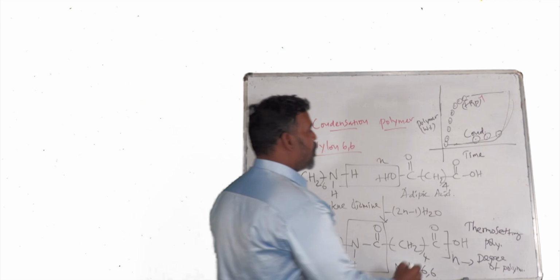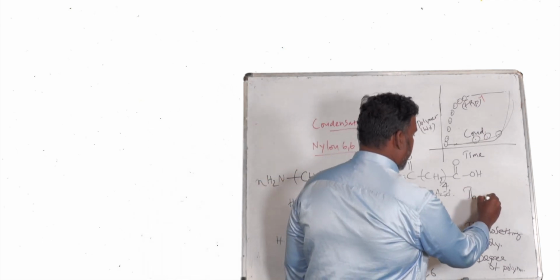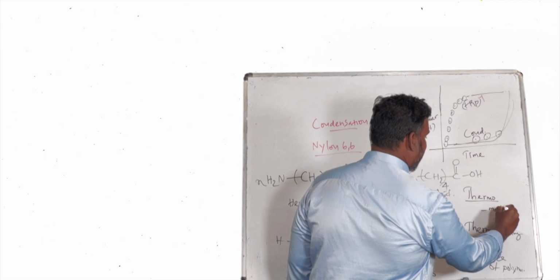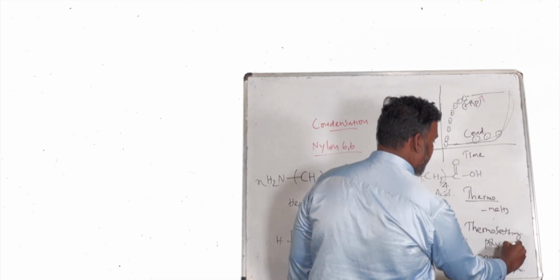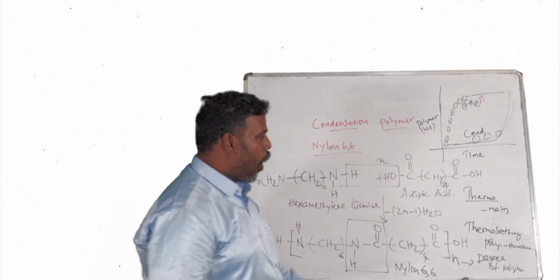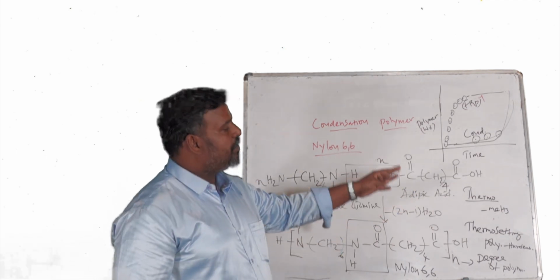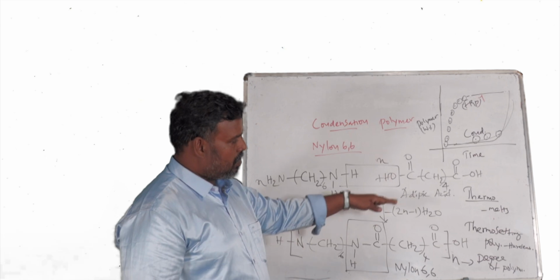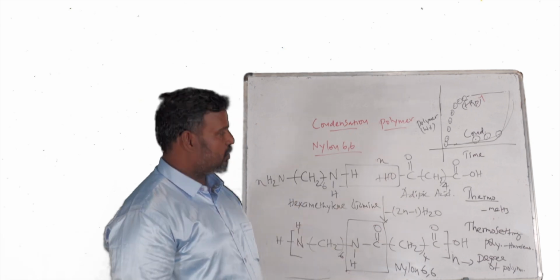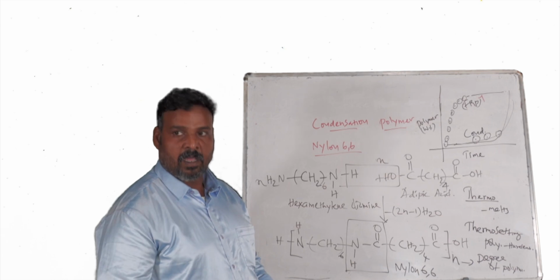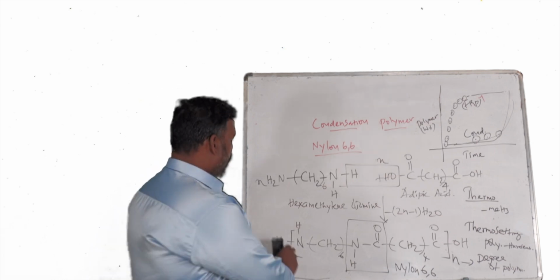How about a thermoplastic polymer? A thermoplastic polymer melts upon heating, and a thermosetting polymer hardens upon heating. So this is a basic criterion. All the addition polymers will be thermoplastic polymers, and all the condensation polymers could be thermosetting polymers. So this is the basic difference between condensation and addition polymerization. We'll give one more example.